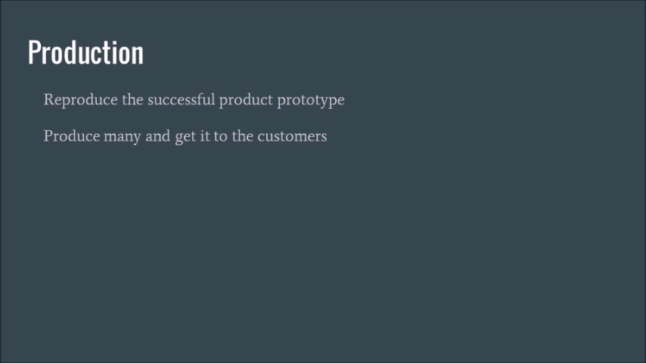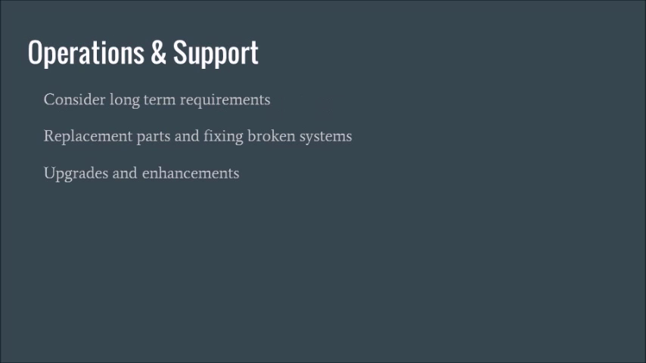Once the system has been confirmed as a success, a process needs to be defined to create many of them and to get them to the customers. For a toaster, an assembly line would probably be developed to mass produce them. Then they would be shipped to the stores to sell them.